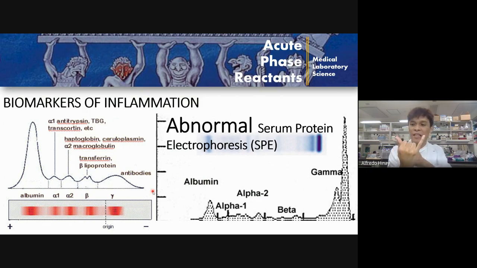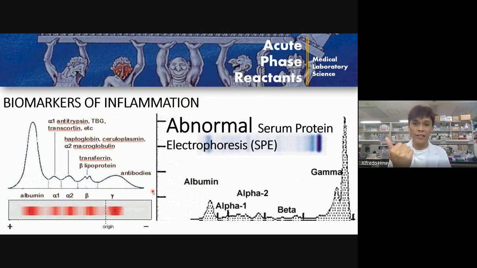And then when your gamma region increases, the albumin decreases, and the rest of the bands are normal or decreased. Then you have an increased gamma region, and we know that gamma has two components: your antibodies and your CRP. Your CRP is more on the acute, the innate part. Your antibodies are more on the adaptive part. So you know right away why my gamma region increased.